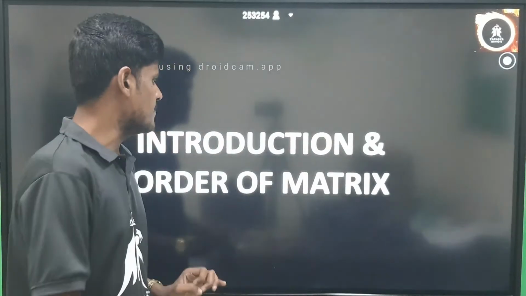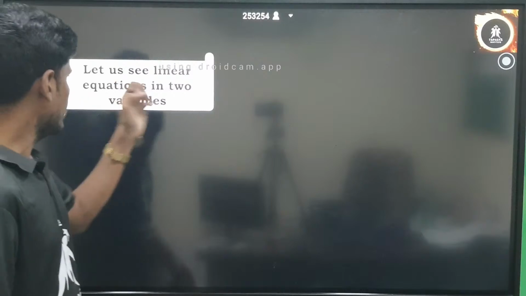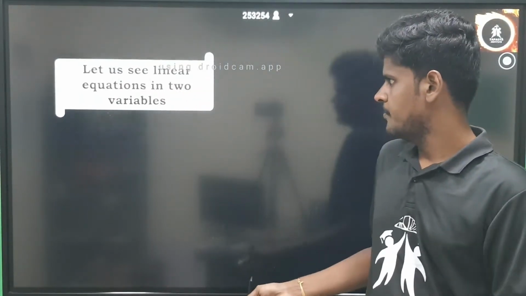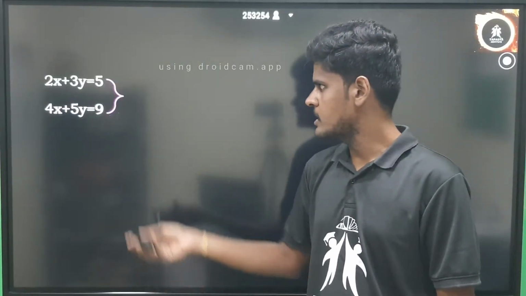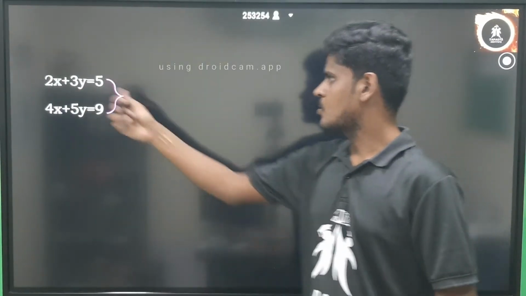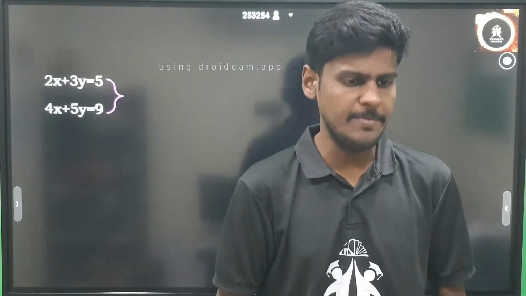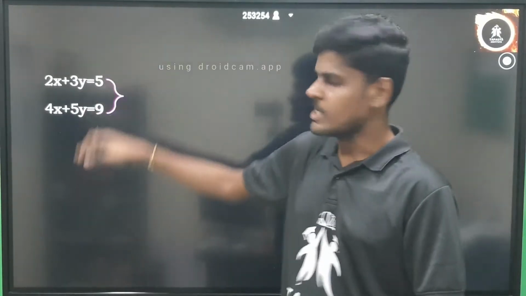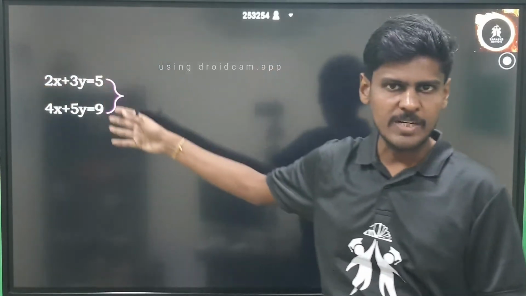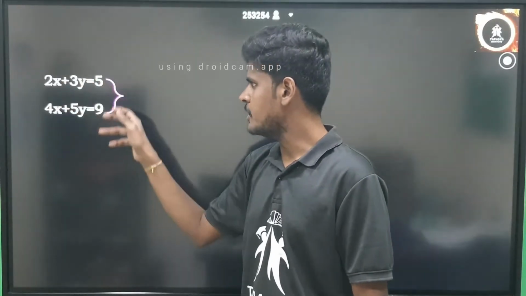Why do we need to learn this matrix? We will discuss it with an example. First, introduction. Consider linear equations in two variables. We already know how to solve this. What is the solution, students? 2x plus 3y equal to 5 and 4x plus 5y equal to 9. We have many methods to solve linear equations in two variables: the elimination method, substitution method, cross multiplication method. Now what is the solution for this?